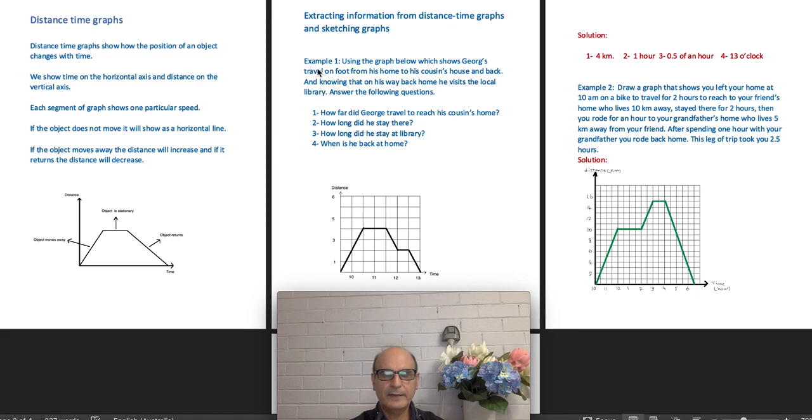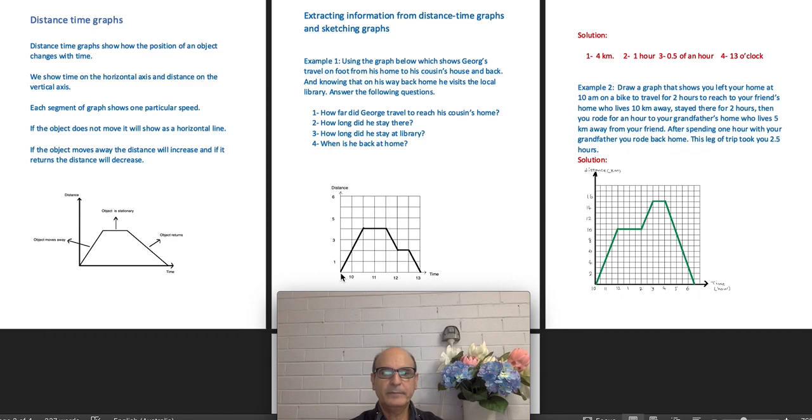Now let's have a look at some examples. Using the graph below, they are talking about this graph, which shows George's travel on foot from his home to his cousin's house and back. So George has gone to his cousin's house and returned. And we know that on his way back he also visited the local library. Now they are asking us to answer these questions. How far did George travel to reach his cousin's home?